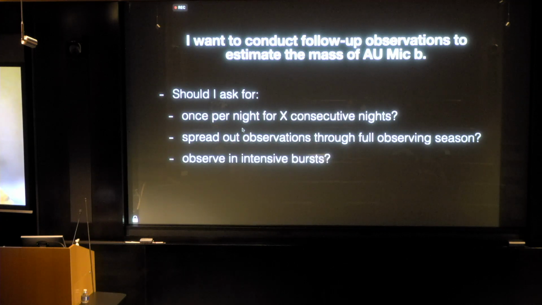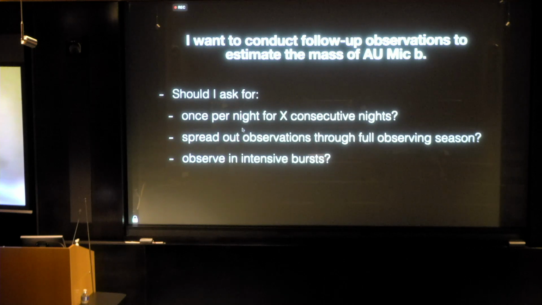Or should I observe in intense bursts? So 1, 2, 3, 4, 5, 6, 7, 8, and so on. And so there's several knobs that you can tune to construct observing strategies, and that affects the baseline, so the total time span from the first night of observation to the last night, as well as the placement of the gaps in these observations and the size of these gaps. And so this is a complicated but discrete parameter space.